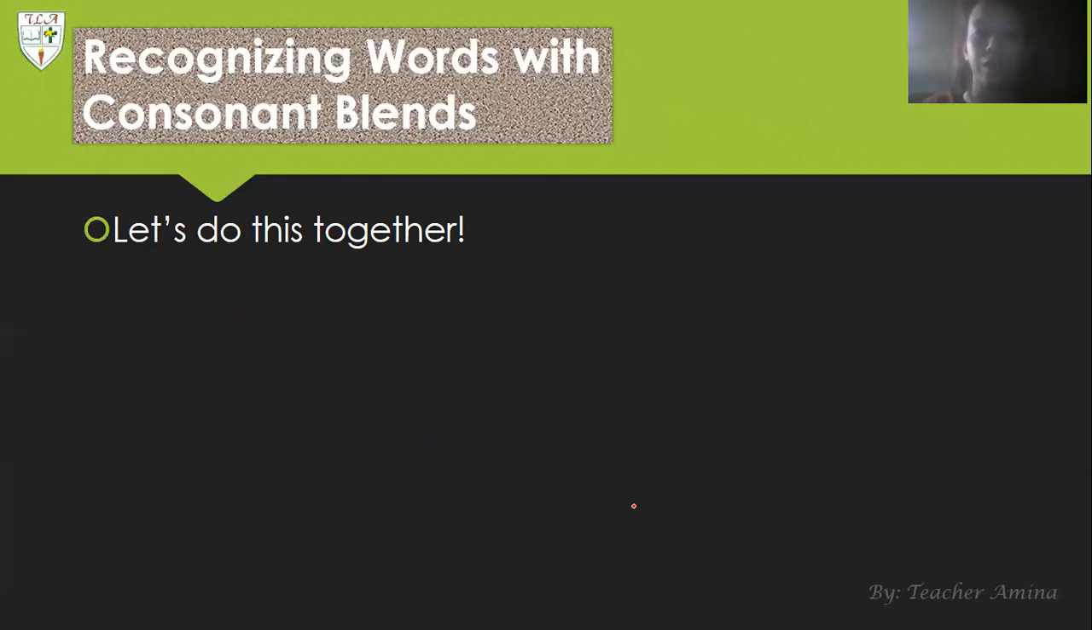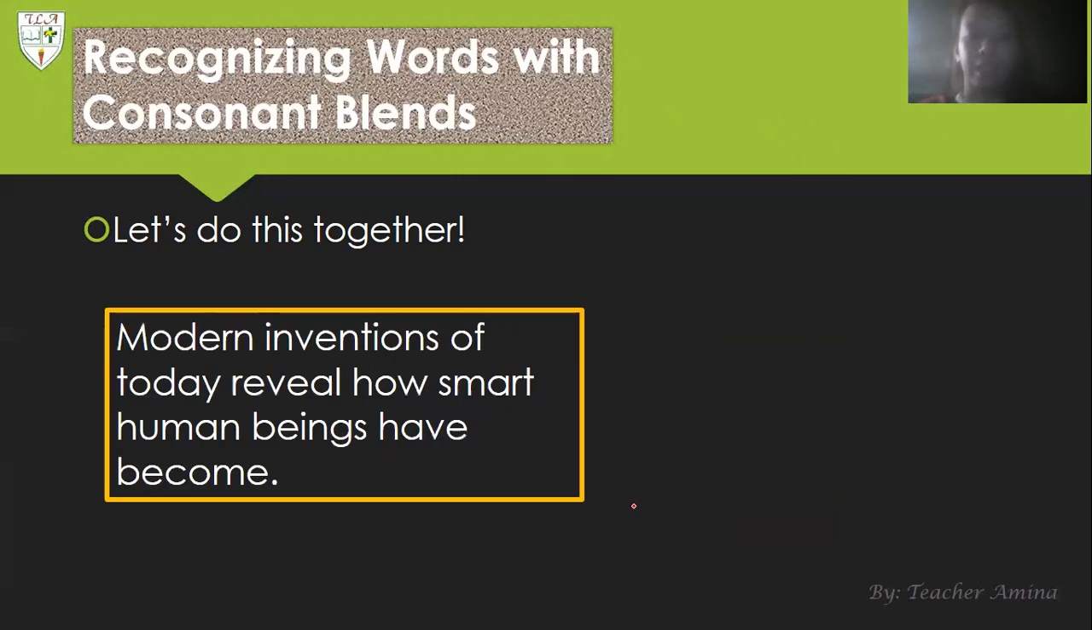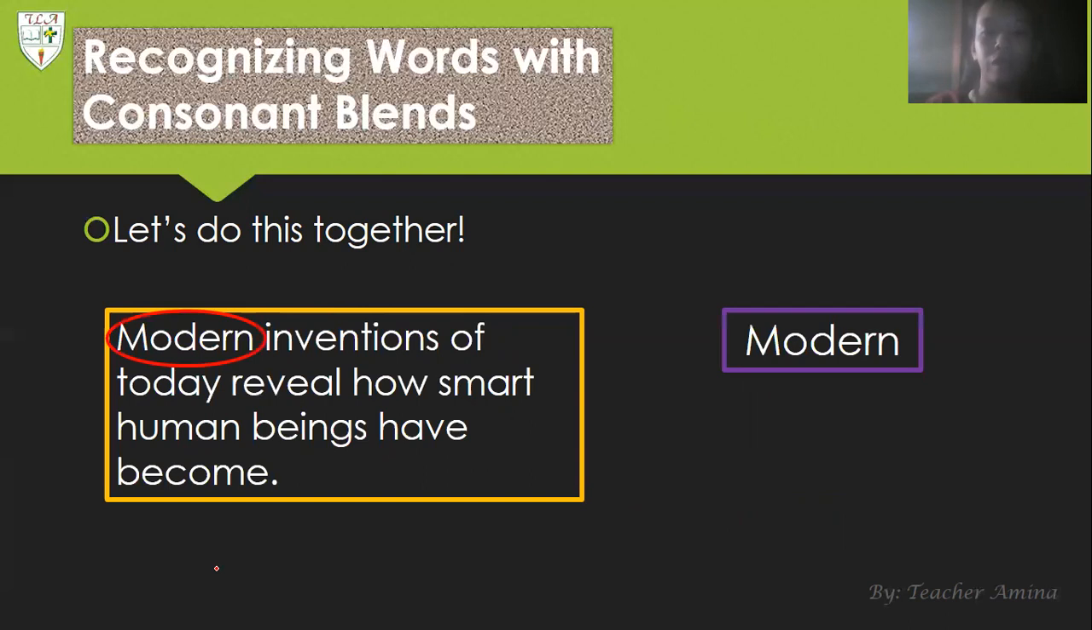Okay. Another sentence. Modern inventions of today reveal how smart human beings have become. Which of these words have the consonant blend? We have modern, okay, as the final. We have smart as the initial.